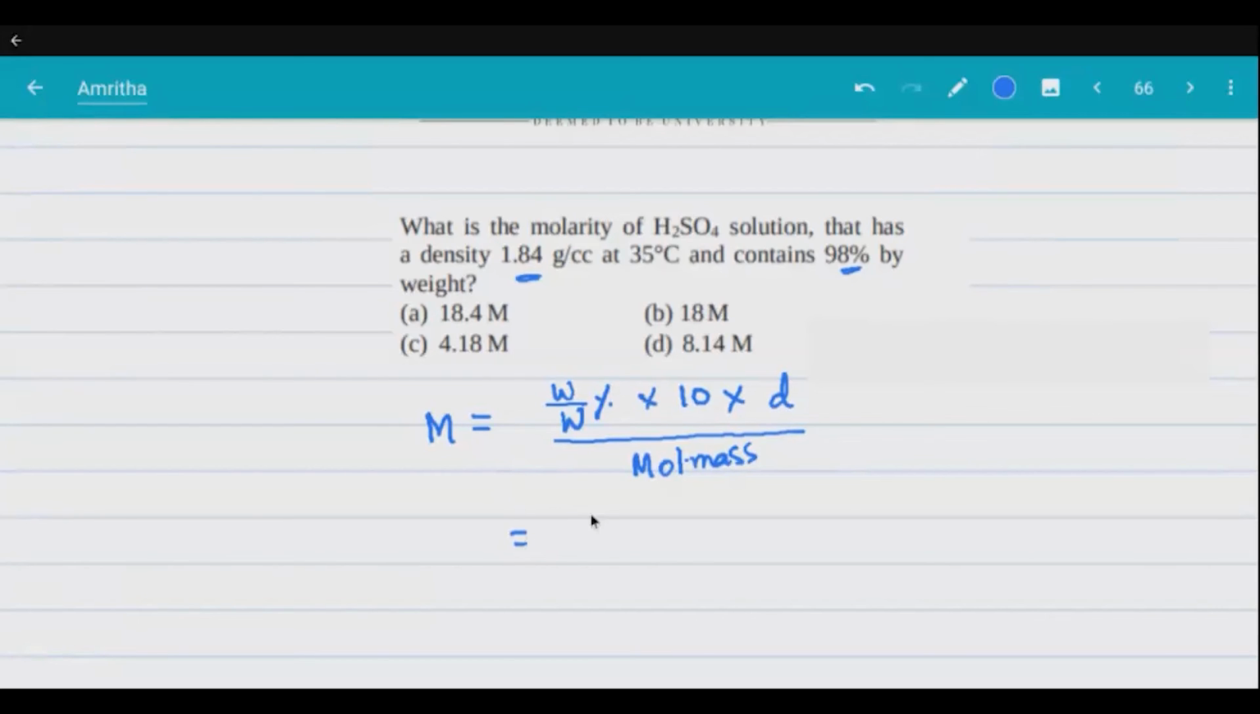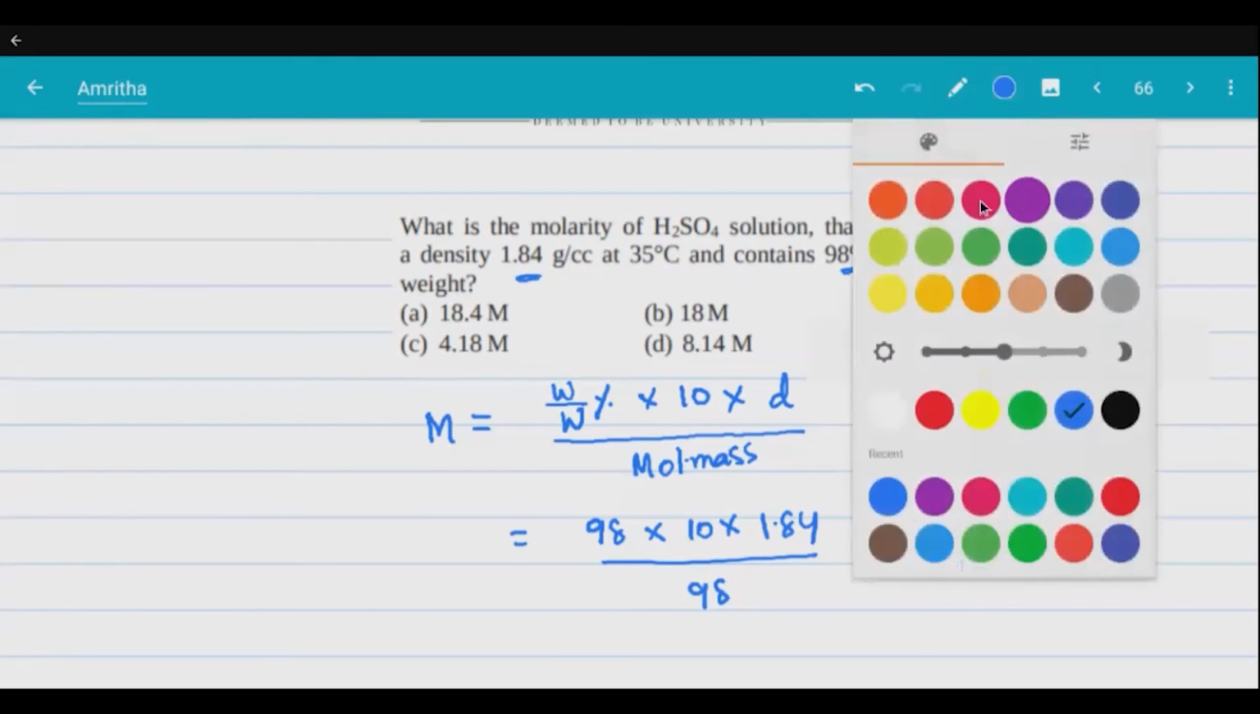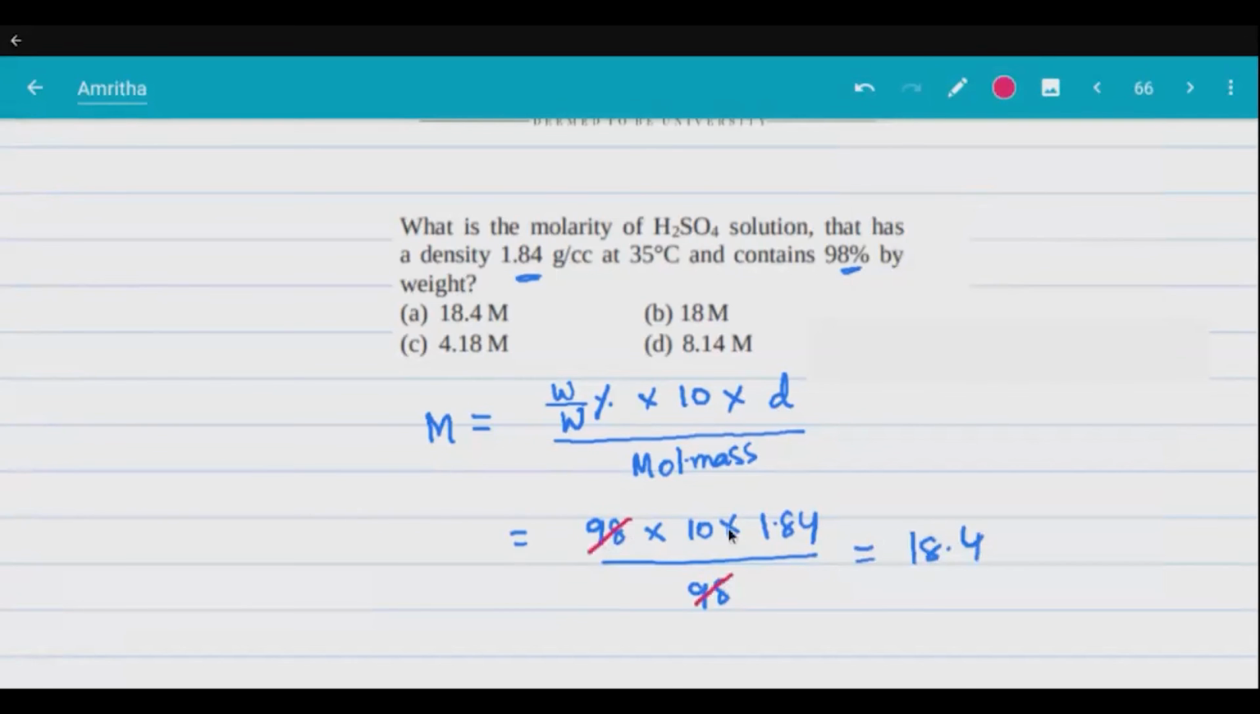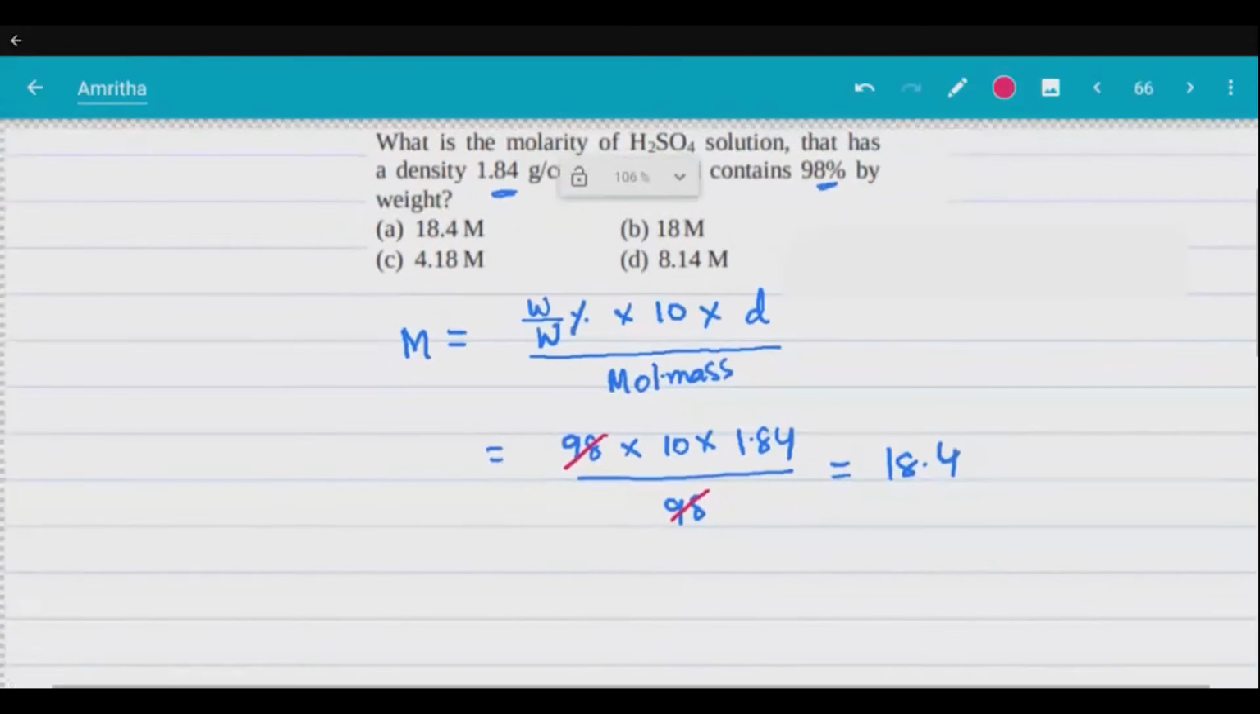So weight percentage 98 directly, and don't write 0.98. Don't write 98% or 98 by 100. We already did this. Weight percentage we should take. I have written here weight percentage into 10 into density 1.84 by molecular mass of H2SO4, which is 98 again. 98 gets cancelled. 10 into 1.84 is 18.4.